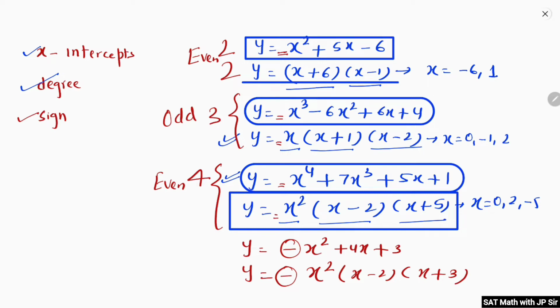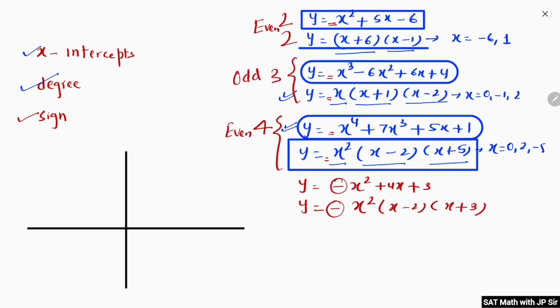Now we will apply these things to graphs. So let's discuss this one by one. First of all, intercepts. X-intercept means the graph cuts the x-axis at that point. So suppose that you have intercepts minus 6 and 1. Suppose that this is minus 6 and this is 1. So the graph cuts the x-axis at these points, like the graph is like this.